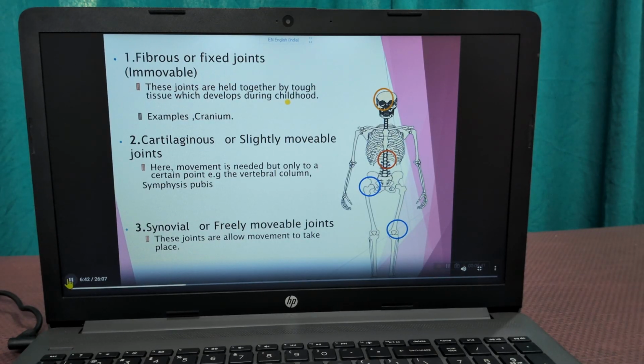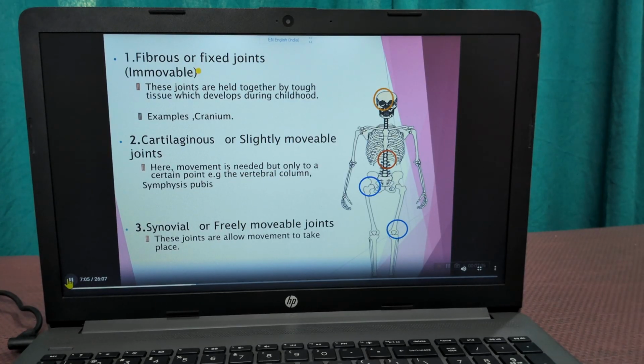Sutures are only found in the skull. You know, this is the skull. In between the bones of the skull there are the sutures. They are part of the fibrous joint, which means that they can't move. Our skull can't move. So the bones of the skull are joined together by sutures. This is a part of the fibrous joint or fixed joint.